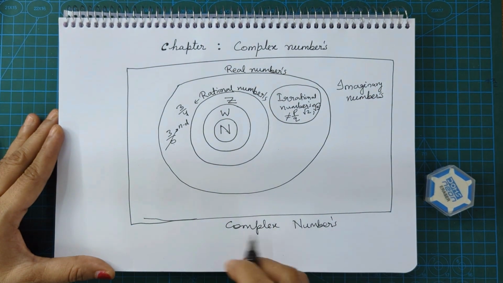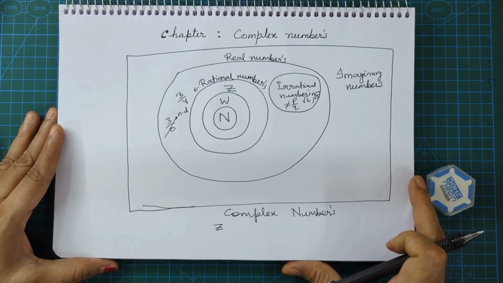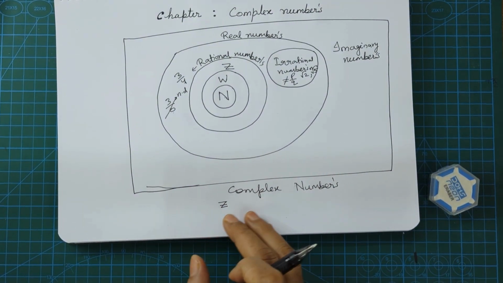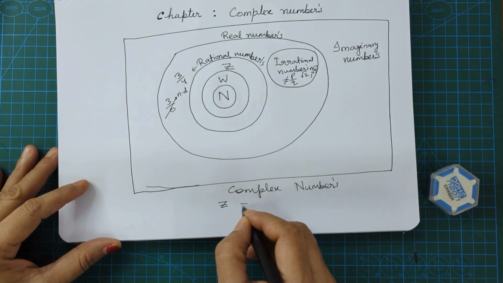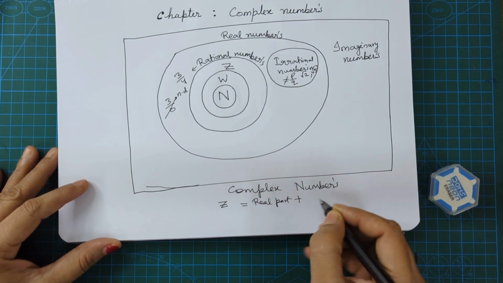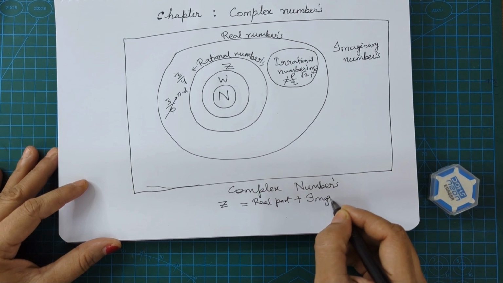Complex numbers are represented by the letter Z, but it's not compulsory. We can represent complex numbers as Z, which consists of its real part as well as its imaginary part.